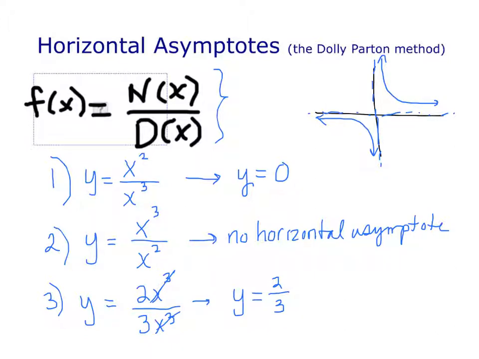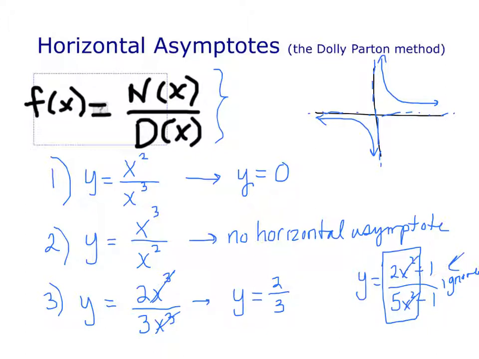So it's pretty easy to see that if you had y equals 2x squared plus 1 over 5x squared minus 1, you would just look here at the term with the highest exponent. The rest of this we would ignore. I'm just going to ignore the rest. And I'm analyzing, well, if they're the same, then this would be y equals 2/5. So that's pretty easy to do.